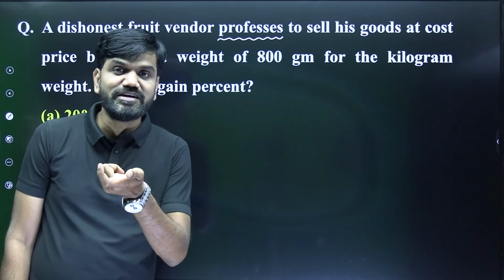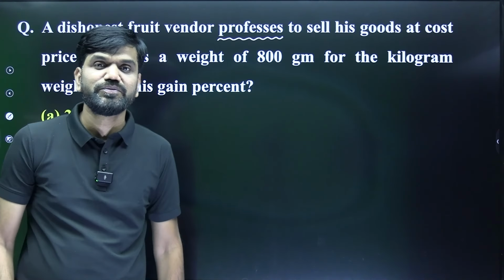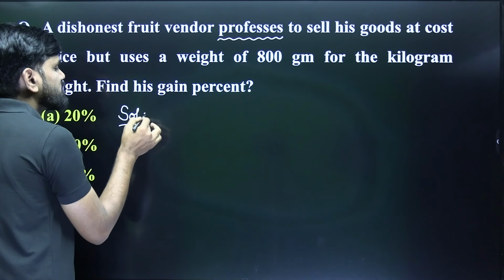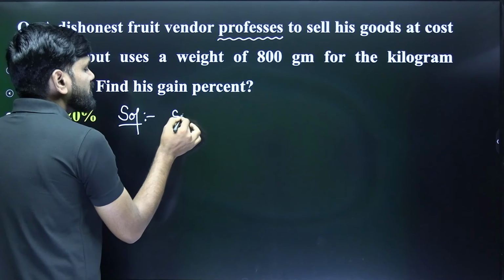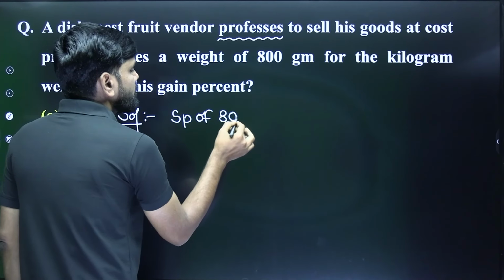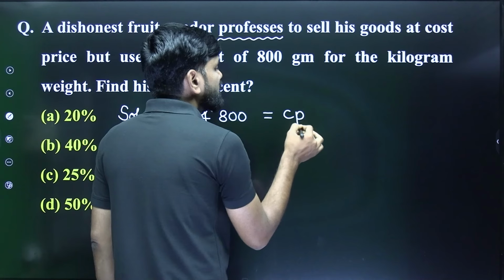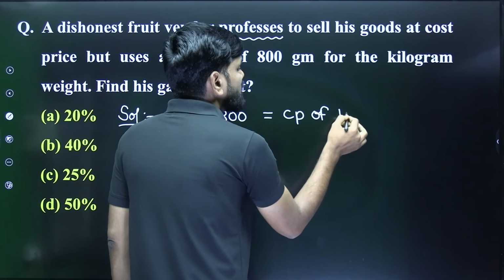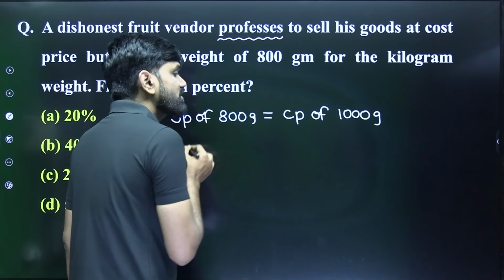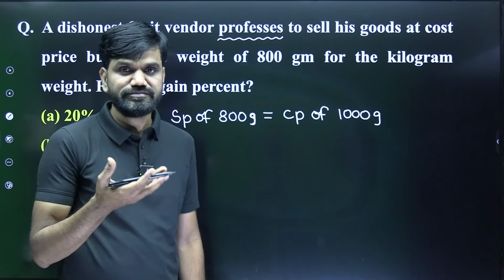It means he is selling you 800 grams, saying that he is collecting only the cost price of 1 kilo from you. Do you understand the meaning of this statement? He is selling you 800 grams, but he is professing that he is collecting the cost price of 1 kilo from you. 1 kilo means 1000 grams. You are paying the money for 1000 grams, but that fellow is giving you only 800 grams. He is cheating you by weight.